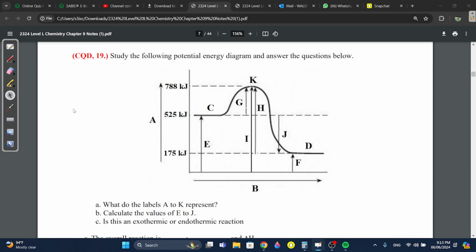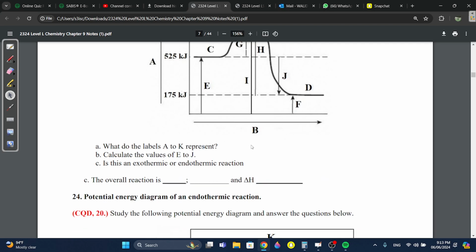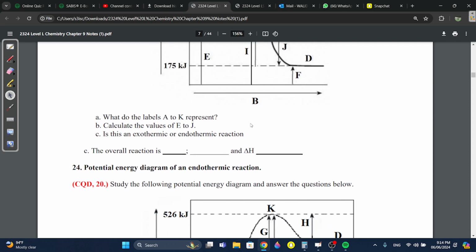Sometimes they're going to ask you to calculate the values. For example, how would you calculate the value of E? It's going to be 525. Or how do you calculate delta H? Delta H is J, I skip J. J is delta H between C and D. How do you calculate it? You subtract 525 by 175. The overall reaction is, in this case, exothermic because it released energy, and delta H, whatever.